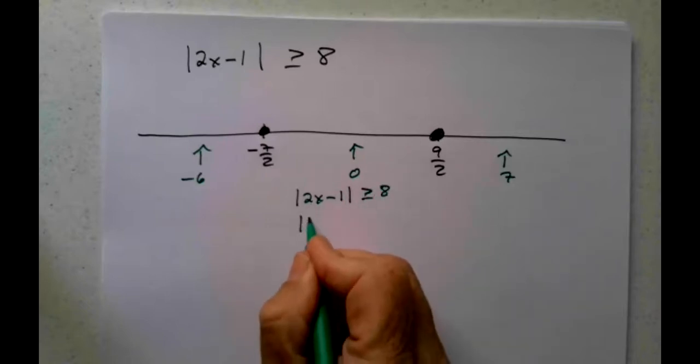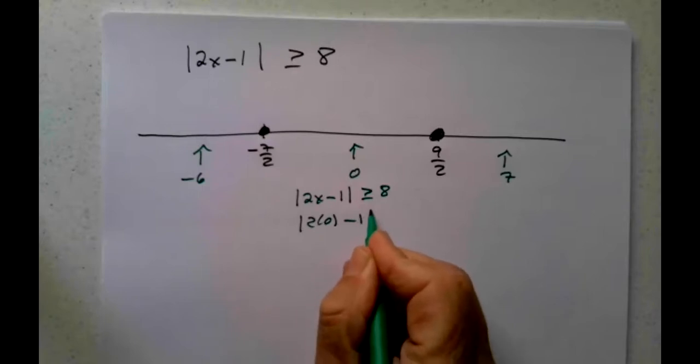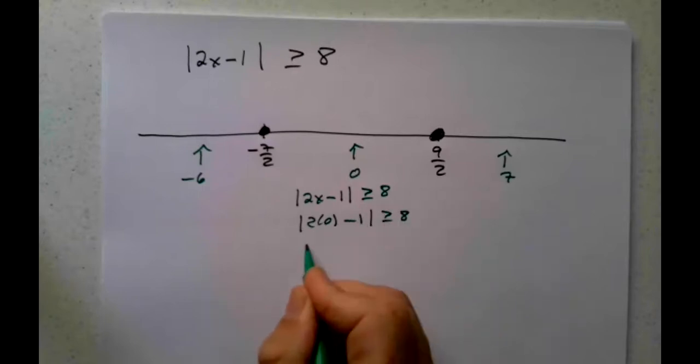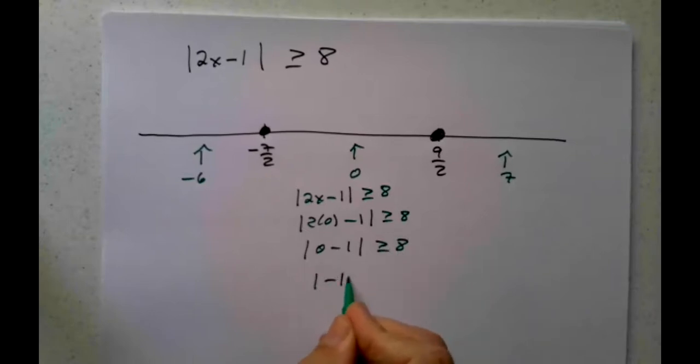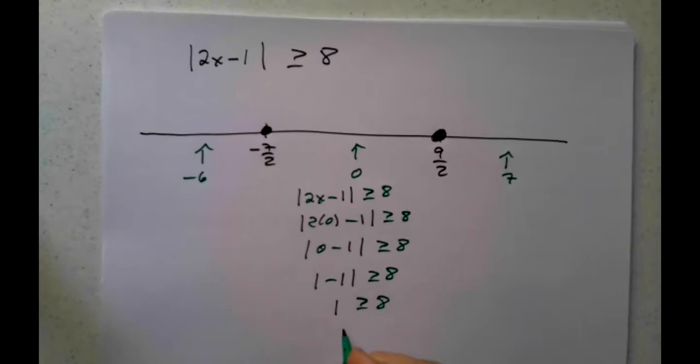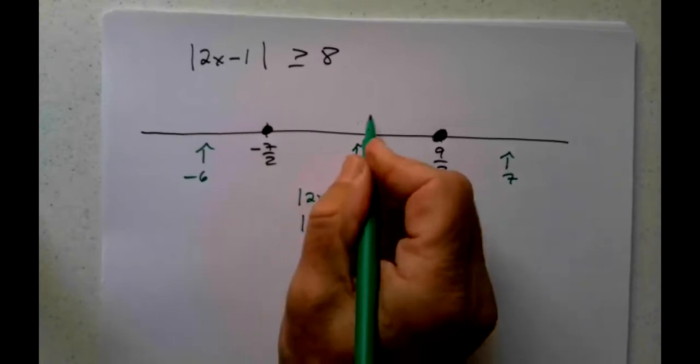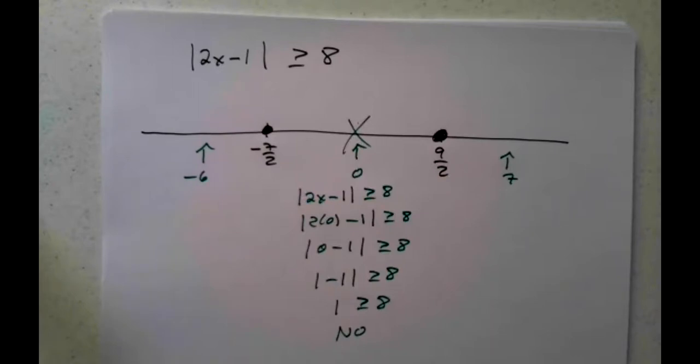Plug in 0. Absolute 2 times 0 minus 1, is that greater or equal to 8? Absolute 0 minus 1, is that greater or equal 8? Absolute negative 1, is that greater or equal to 8? Absolute negative 1 is positive 1. Is positive 1 greater or equal to 8? No, do not shade that section.